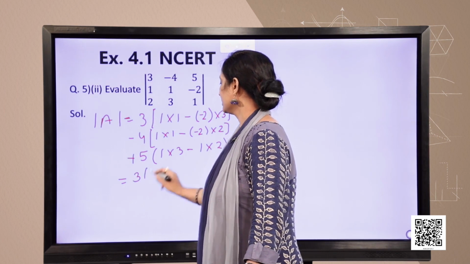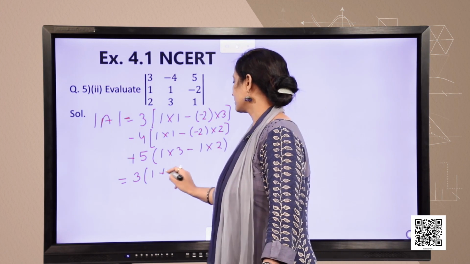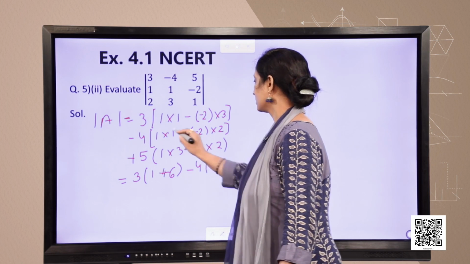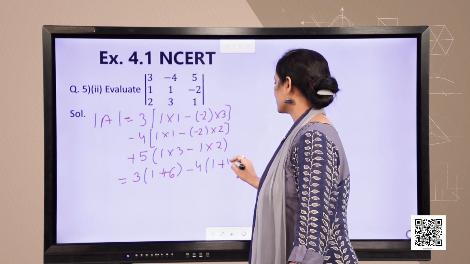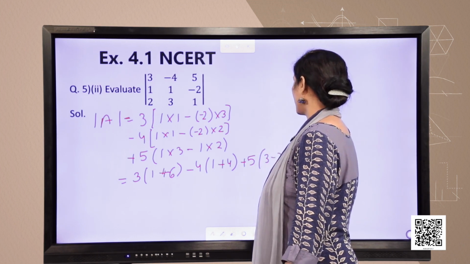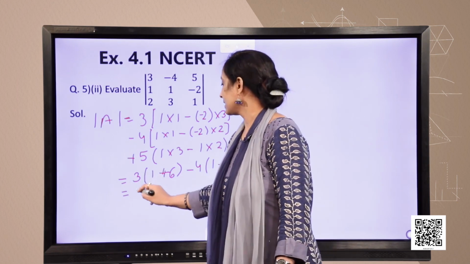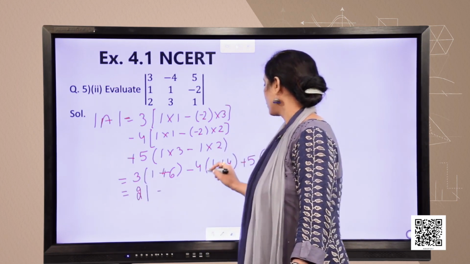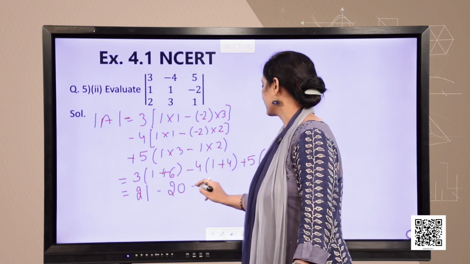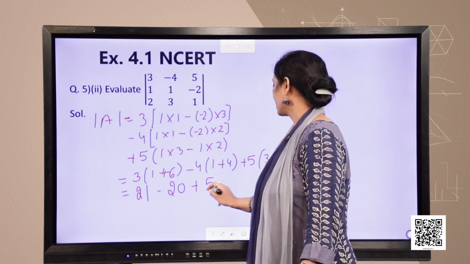So, this is 3, 1 minus of minus 6. So, that makes it plus 6 minus 4. This is 1 plus 4 plus 5. This is 3 minus 2. Then simplify this. 6 plus 1 is 7, 7 into 3 is 21, 4 plus 1 is 5, 5 into 4 is 20, plus 3 minus 2 is 1, 1 into 5 is 5.